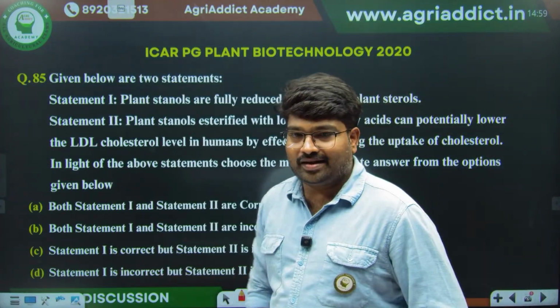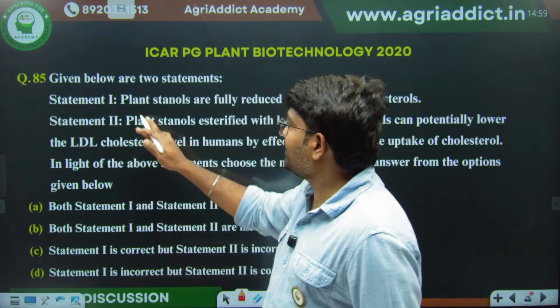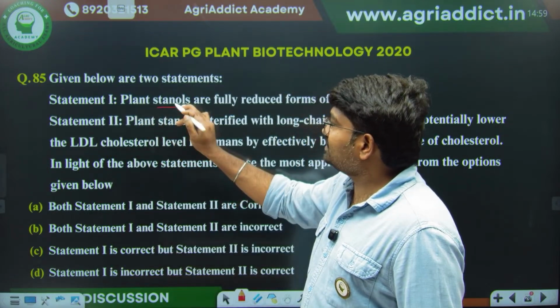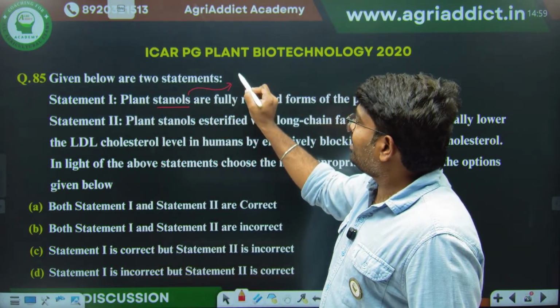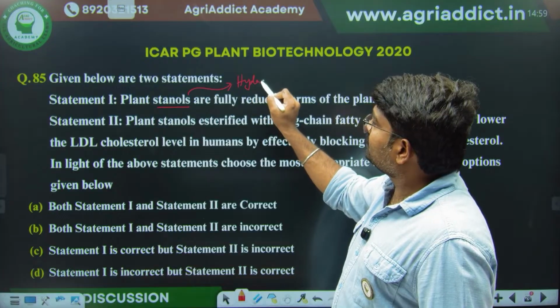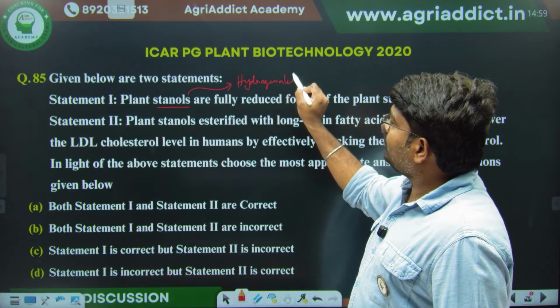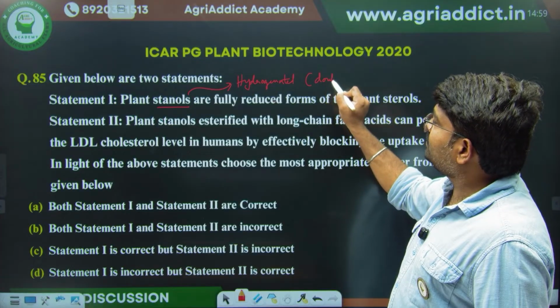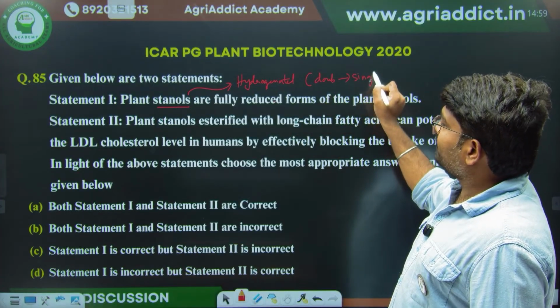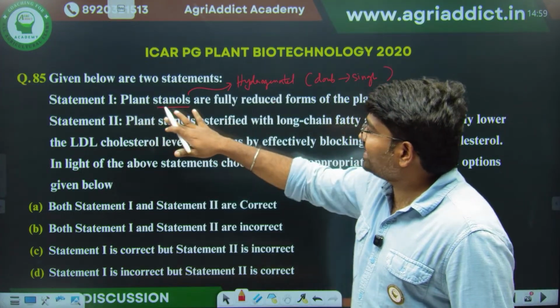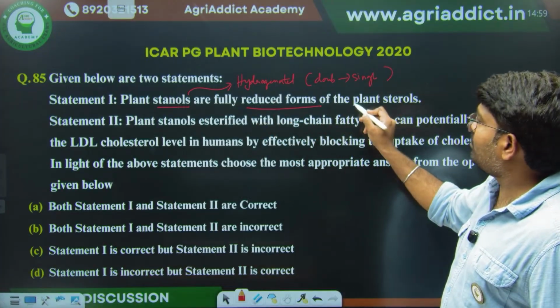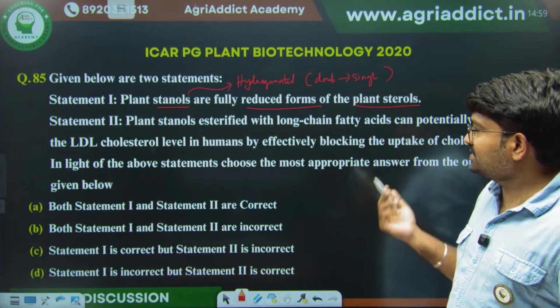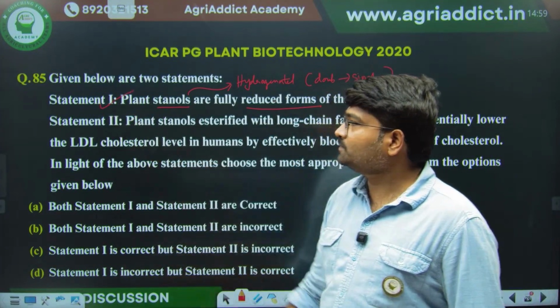Another important question from fatty acids. Plant stanols. Stanol means what? They are hydrogenated molecules, that means double bonds will be converted into single bonds. What they are saying, plant stanols are the fully reduced form of plant sterol. Yes, this is true only. It's a fully reduced form.